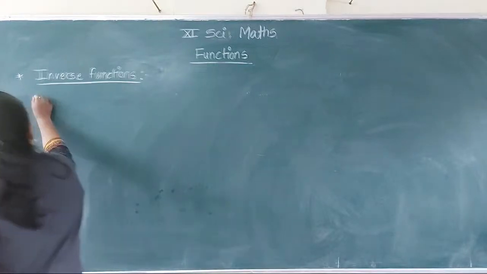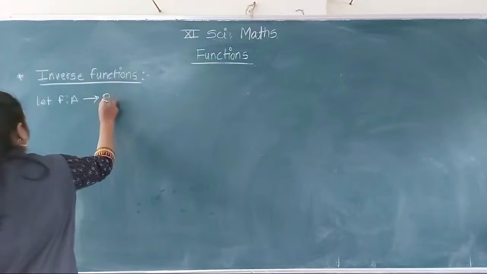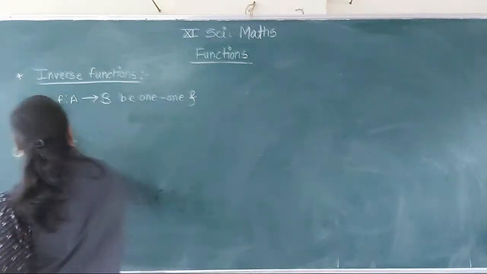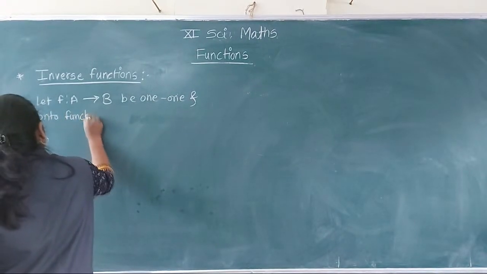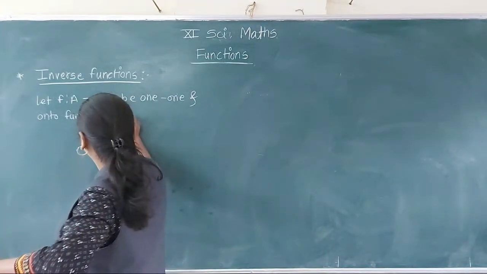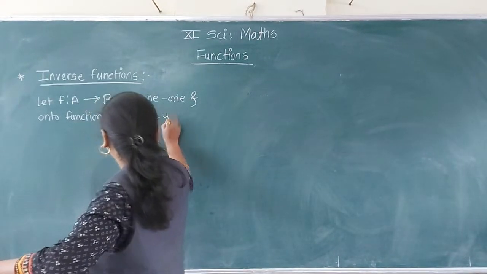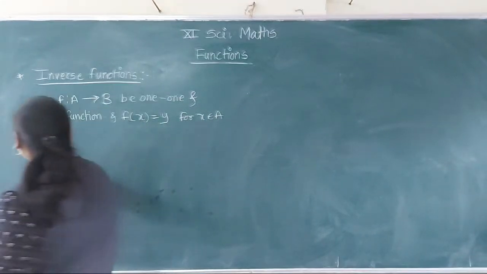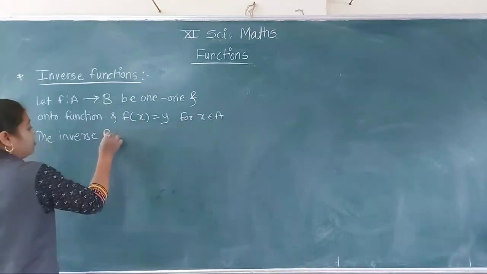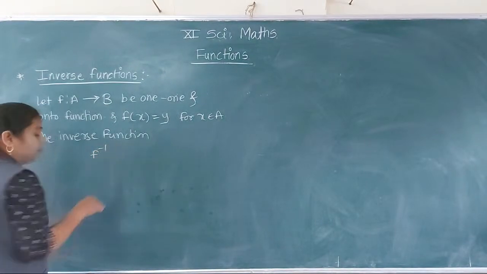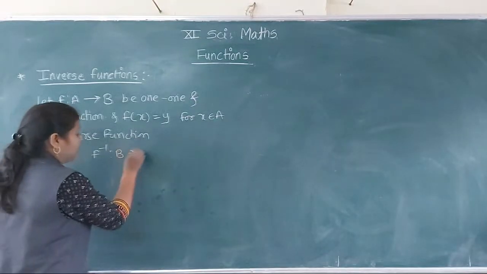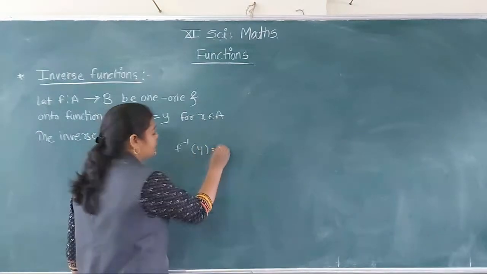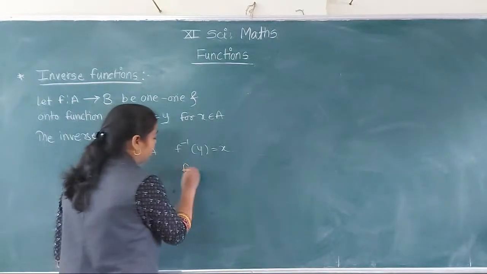Let f be a function from A to B, a one-one and onto function, and f of x is equal to y for x belongs to A. The inverse function f inverse from B to A is defined as f inverse of y is equal to x, if f of x is equal to y.